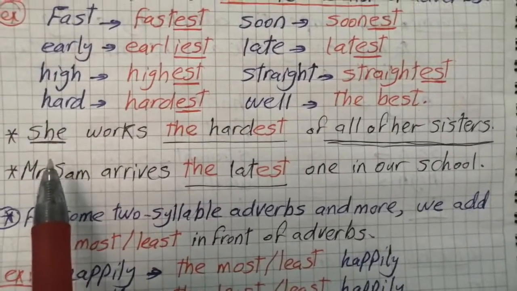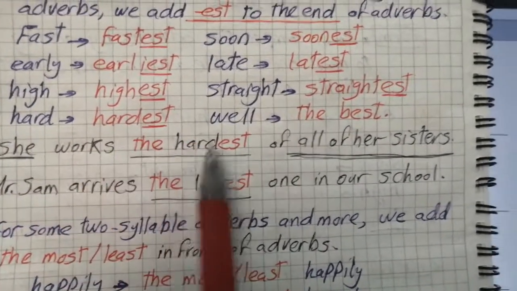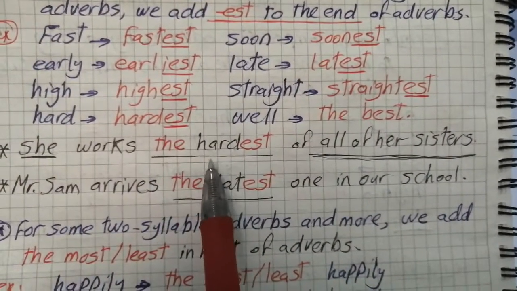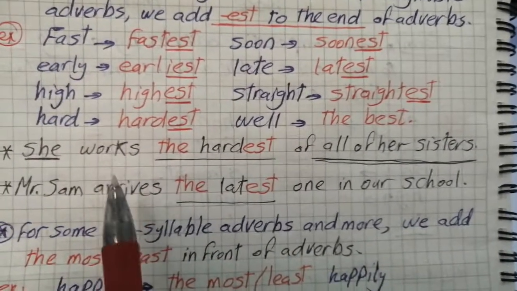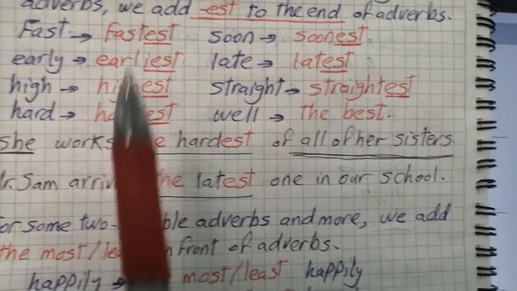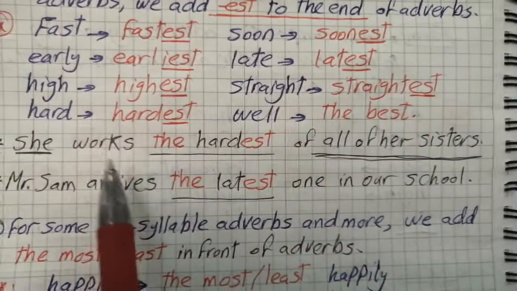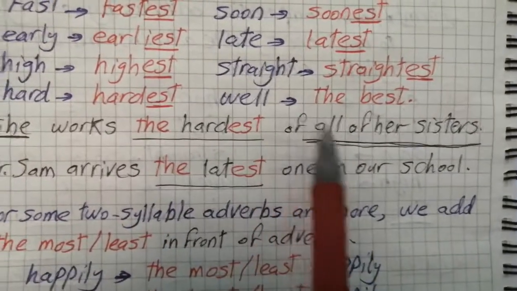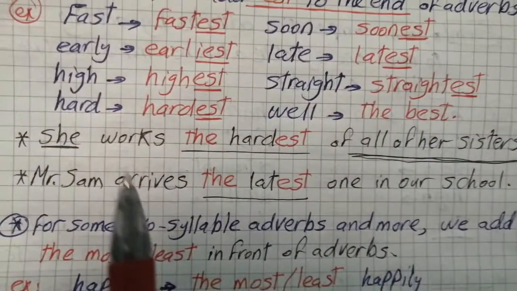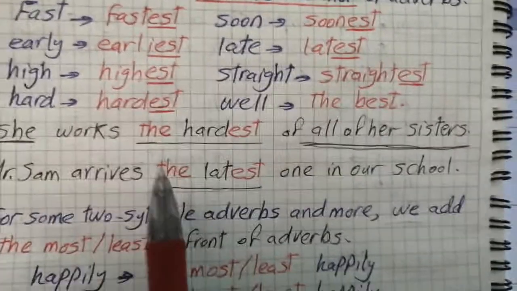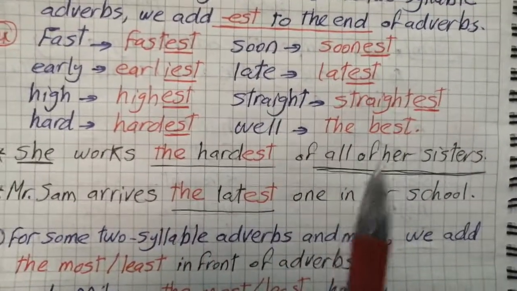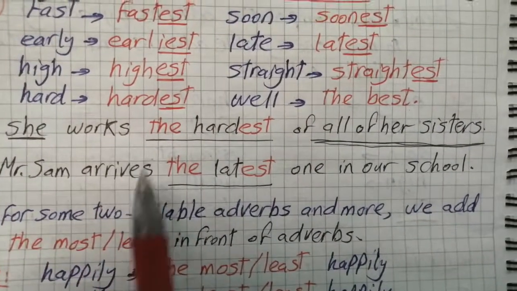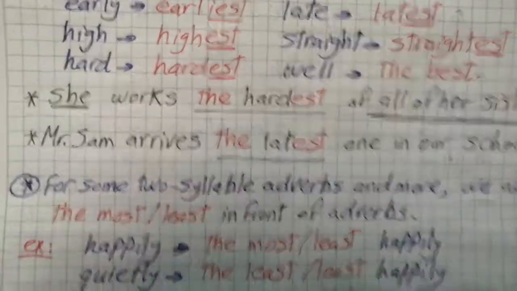Example here to clarify that. She works the hardest of all her sisters, or of all her sisters, she works hardest. I'm comparing the way she works and the way all of her sisters work. So she works the hardest. Mr. Sam arrives the latest one in our school. I'm comparing the time at which Mr. Sam arrives and the time at which all the school members arrive. So, of all of the school members, Mr. Sam arrives latest, or the latest.